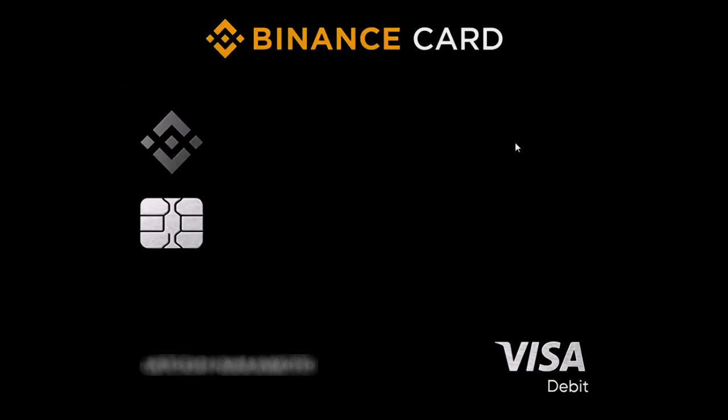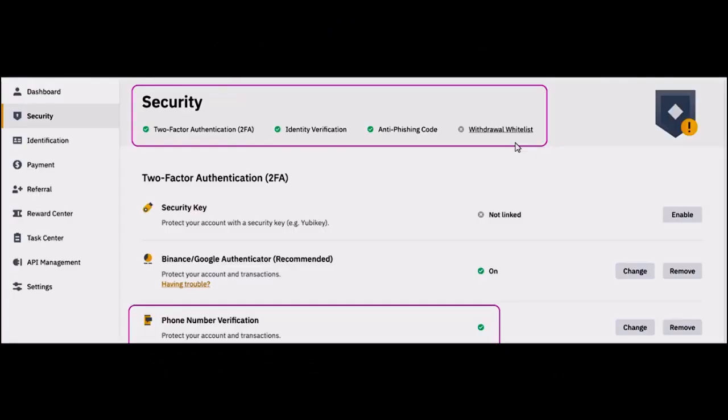So for that matter, the very first step would be simply for you to access your particular Binance app, or you can access it on your browser as well. Once you have done so, all you have to do is go to the settings of your account, and here in this section you will be able to access the menu option on the right side of your screen, which includes this security option below the dashboard.